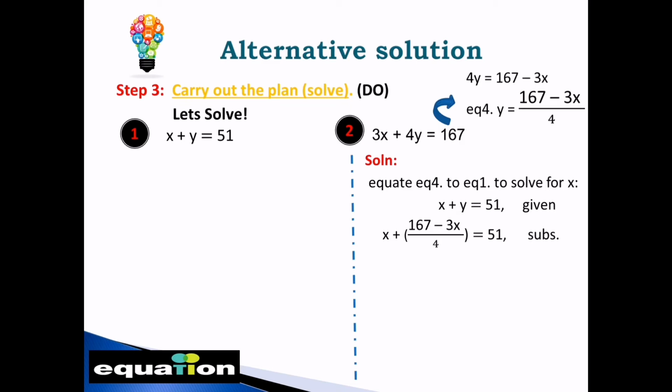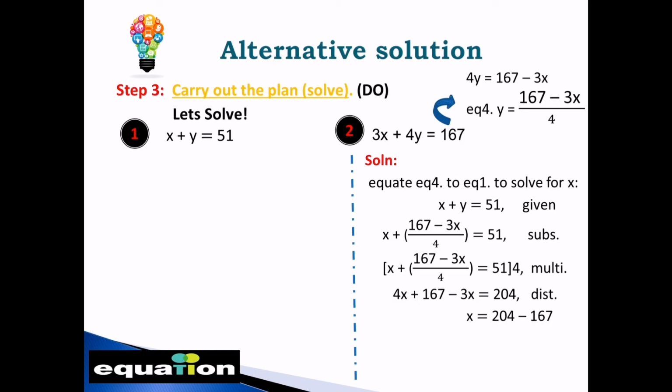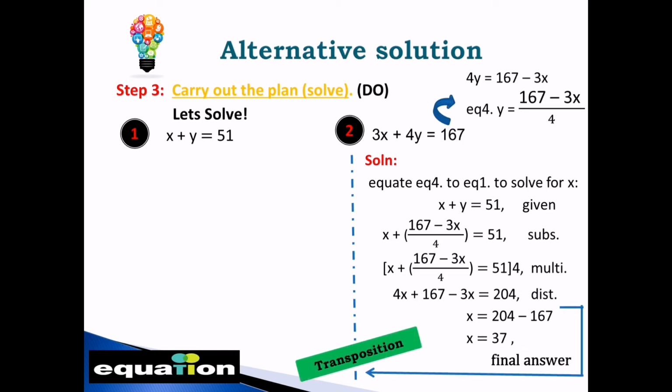Right after that, since it has a term in fraction or rational form, I am going to multiply the whole equation by the denominator, which is 4. I am able to remove the denominator and distribute the 4 to all terms inside the parentheses. So I have here 4x plus 167 minus 3x equals 204. Since I am looking for the value of x, I am going to transpose 167 to the other side, it becomes negative 167. Since 4x minus 3x equals x or 1x, this time I am able to get the value of x as 37.